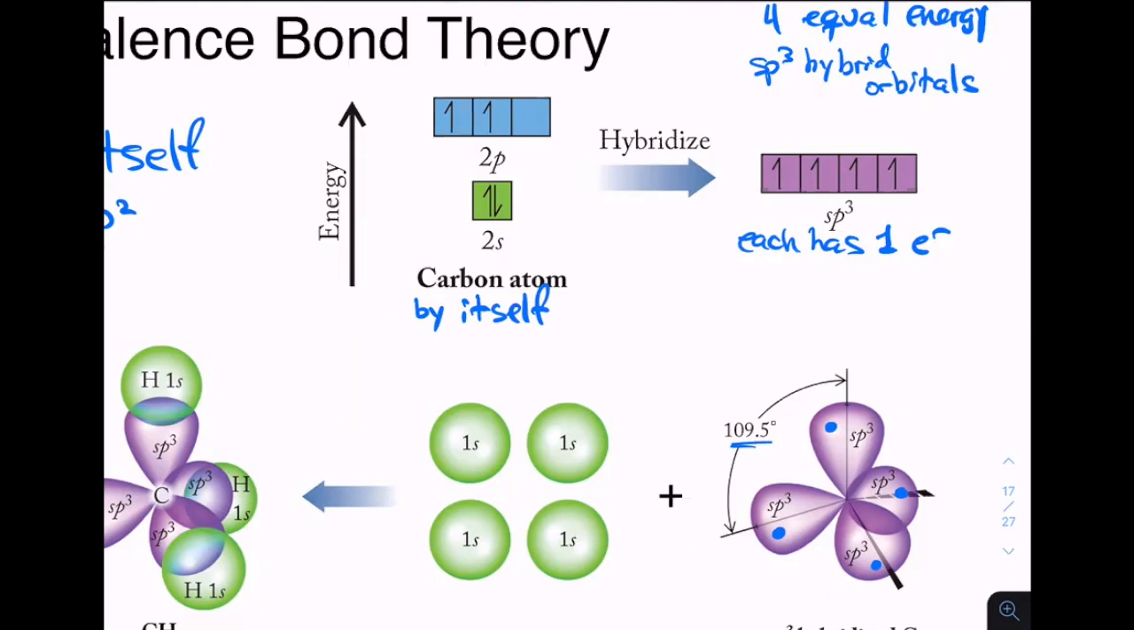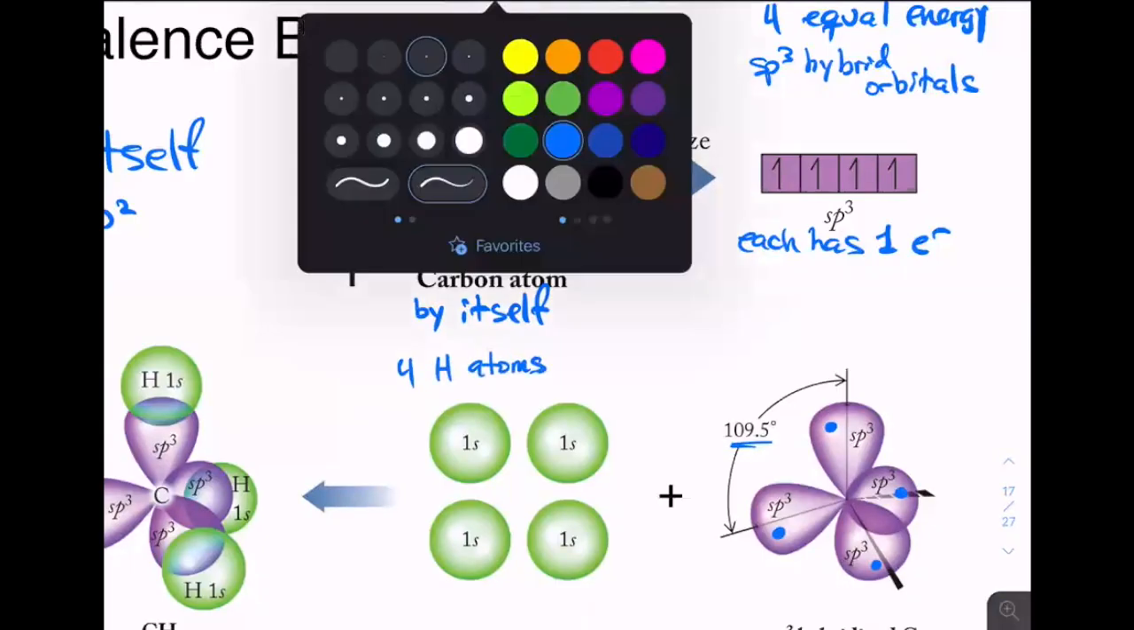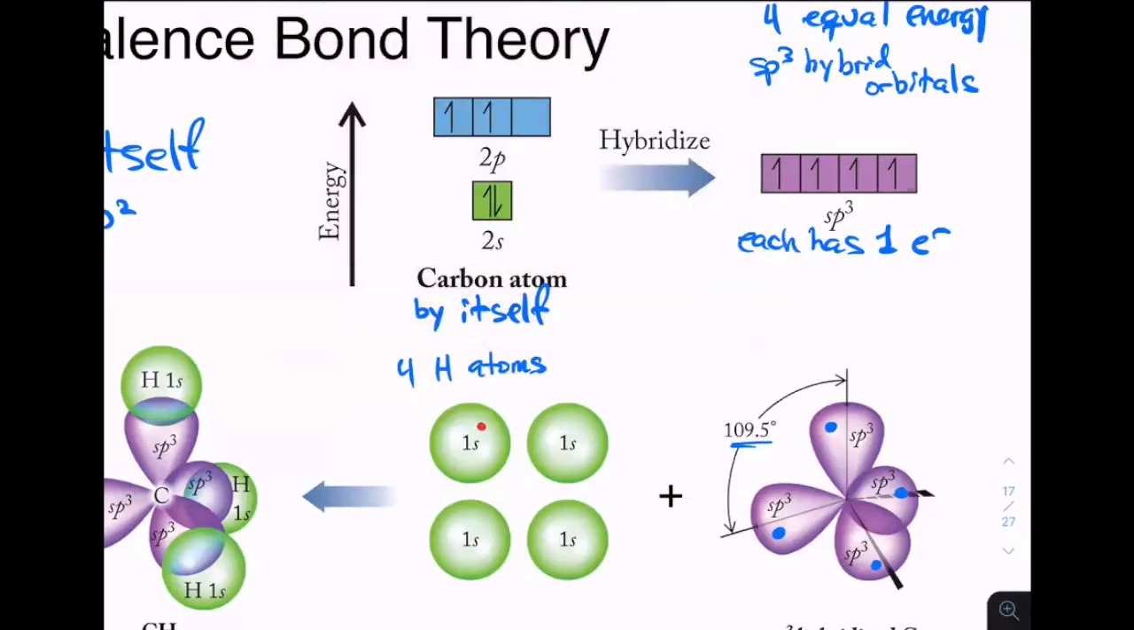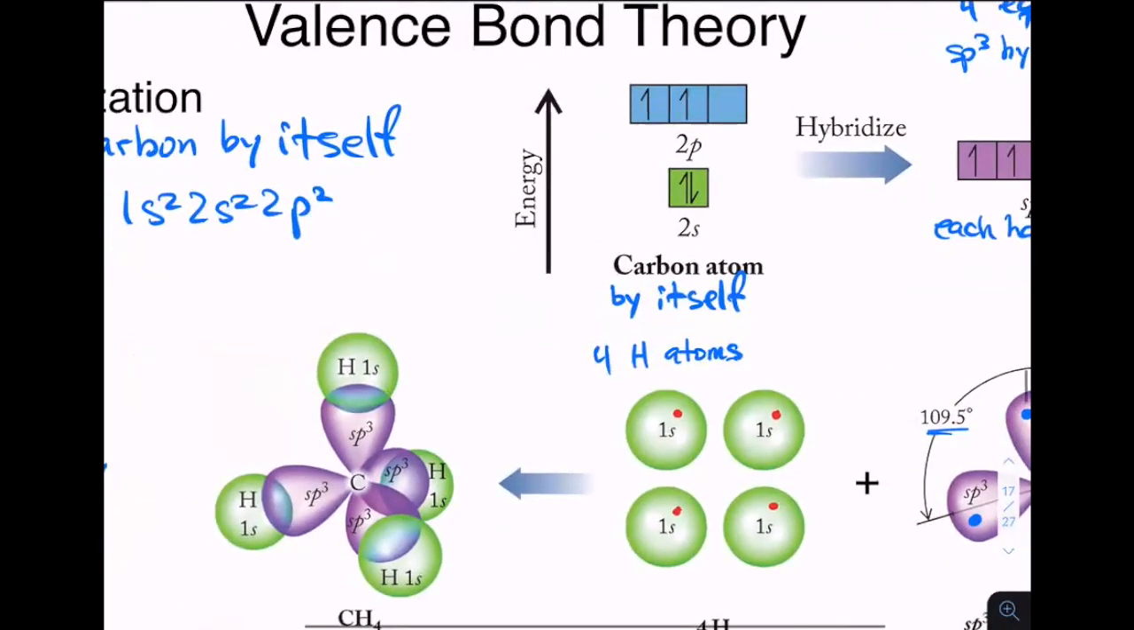Here are the 4 hydrogens that are involved in methane. I already showed you what one of them looks like. So these are the 4 hydrogen atoms. Each one has its own electron in a 1s orbital. Okay? And the 1s orbitals, they are going to merge with one of these sp3 hybrid orbitals to form the bond. And here's what one of them looks like. Here's one of the hydrogen atoms, and it's sharing its 1 electron with the 1 electron that's in one of those 4 sp3 hybrid orbitals.